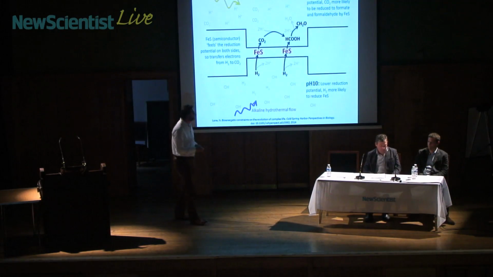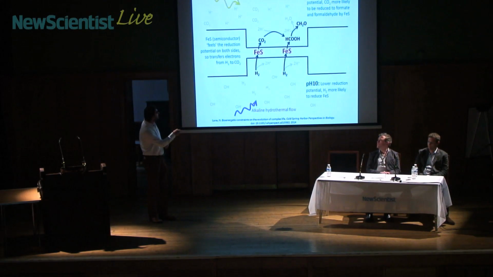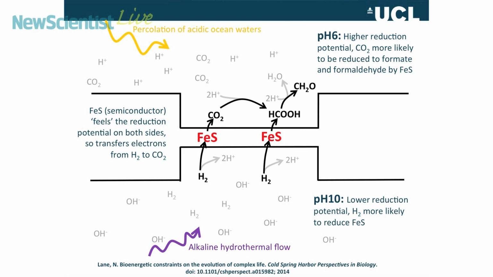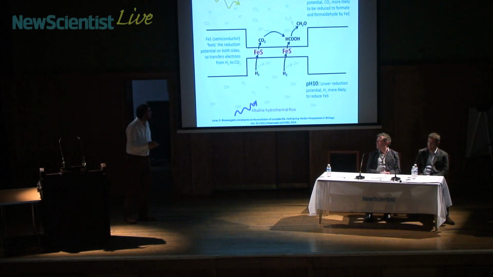And the answer is, if you've got a very thin semiconducting barrier here, this is dying on me a little bit, I'm afraid, then it should actually work. In theory, you should be able to transfer electrons across that thin barrier onto carbon dioxide to form formaldehyde. So this is what we've been trying to do.